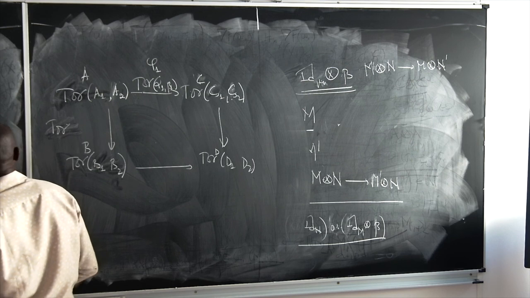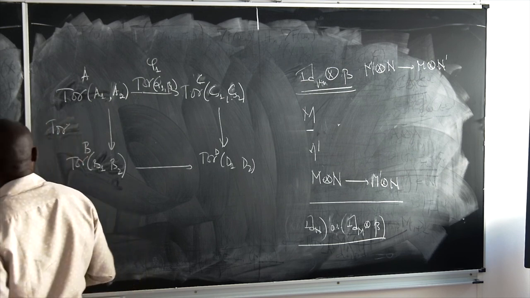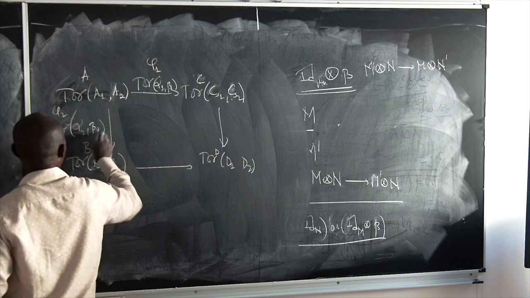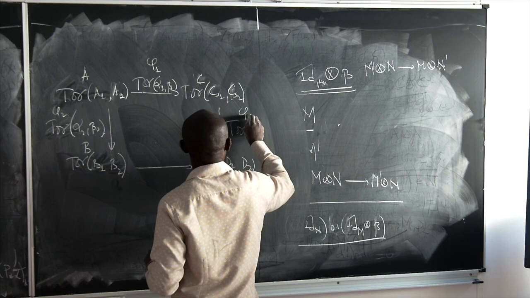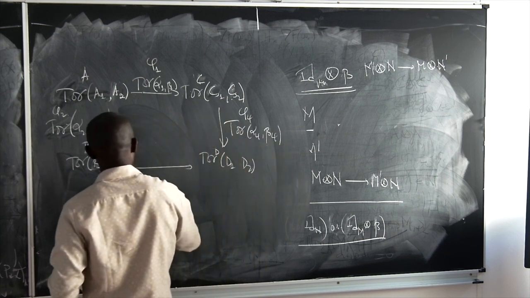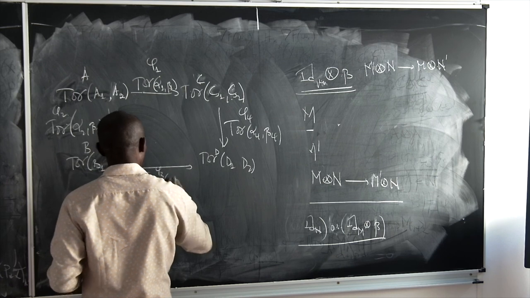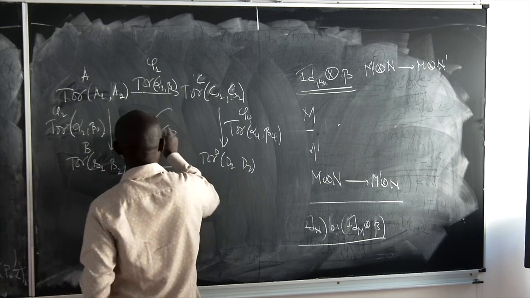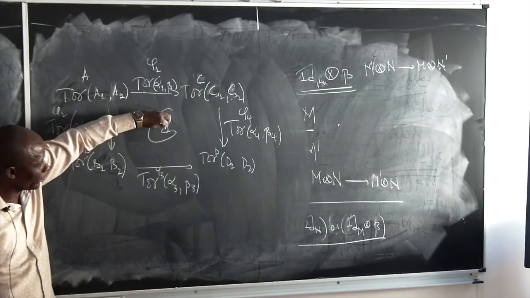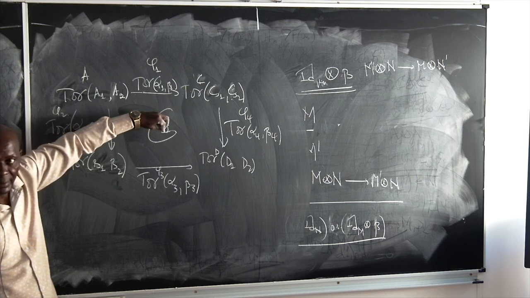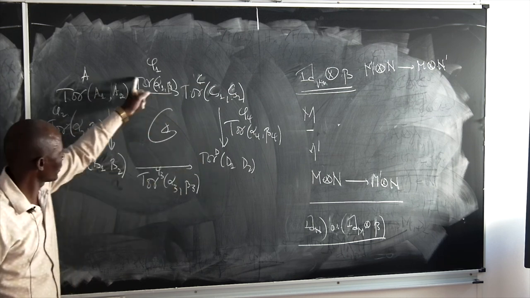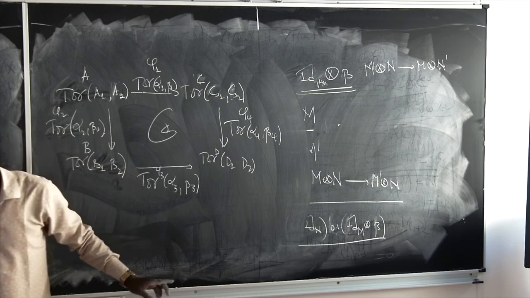To move from A to B, we have the maps phi 2, alpha 2, and beta 2 here. Here we have phi 4, alpha 4, and beta 4. And here phi 3, alpha 3, and beta 3. This diagram commutes. The commutativity here is not up to homotopy. It's naturally commutative. It means that this composite here is equal to this one. We don't have the homotopy like I did here.